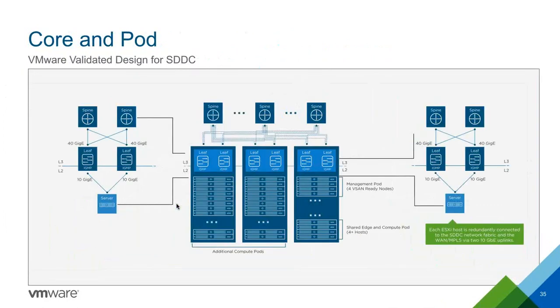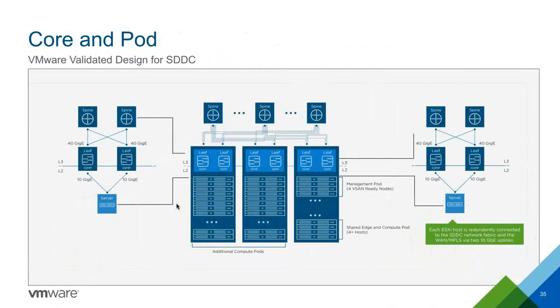If you look at it from what we call the core pod, this actually needs a little bit of an update, and I'll explain where. But what you can see here is a representation of the pods, right? The management pod, with 4 vSAN routing nodes, a shared edge and compute pod, which could be any 4 hosts, and additional compute pods. They're all connected up to the TORs in their specific rack, and those TORs are then connected up to the spine. 40 gigs from the TOR to the spine, and 10 gigs from the host to the TORs.